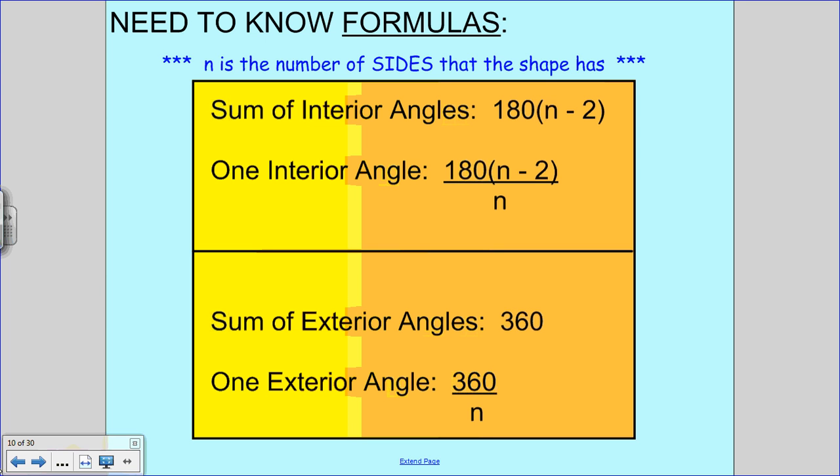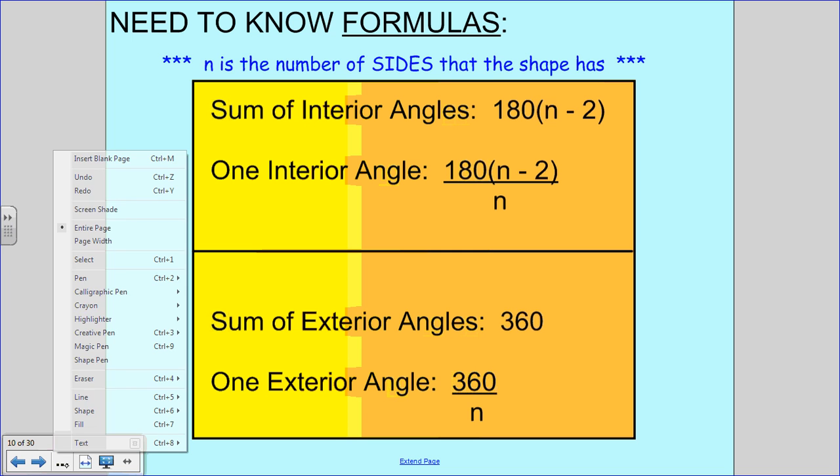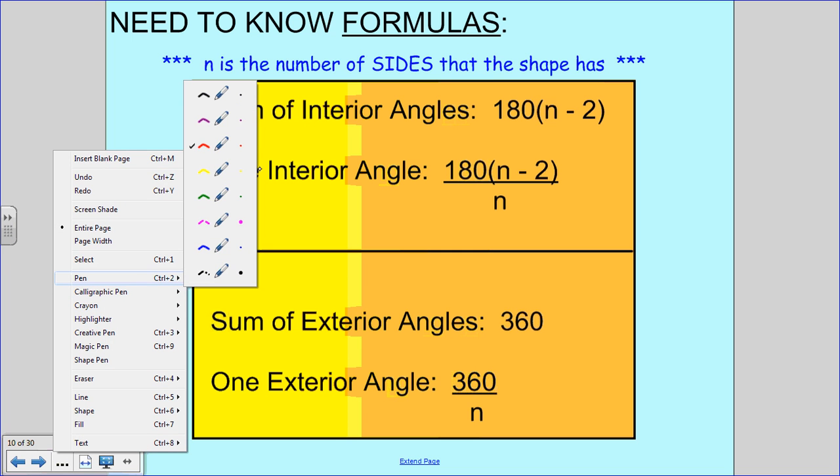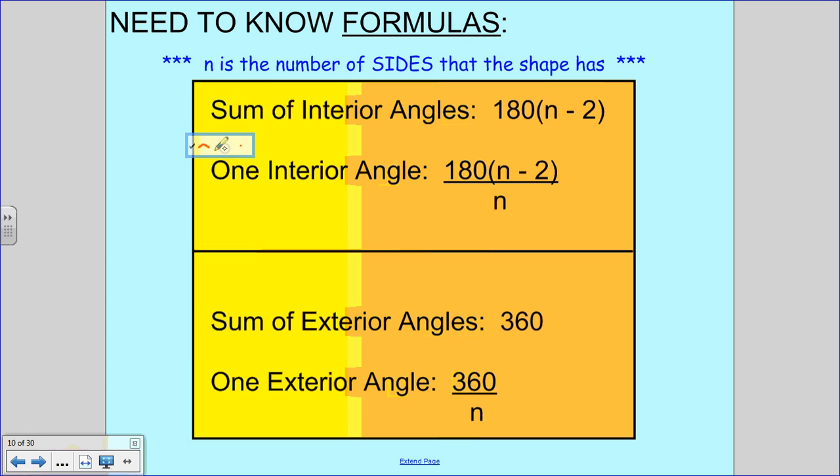To find one interior angle, you're going to take 180 times n minus 2, divided by n. In other words, I know it looks like a lot of algebra, but what it's saying is essentially you're taking the sum of interior divided by the number of sides.